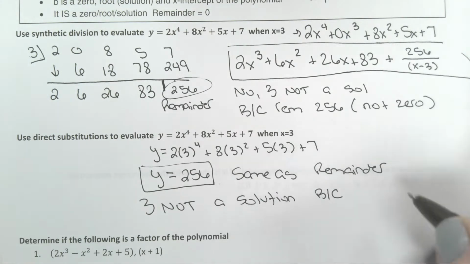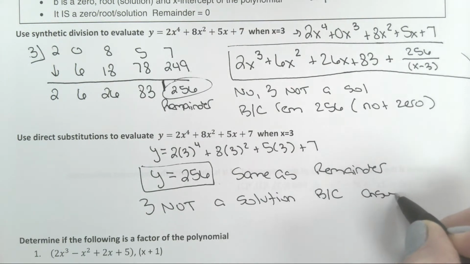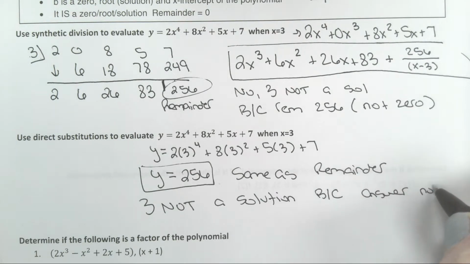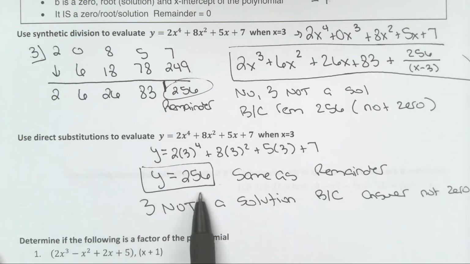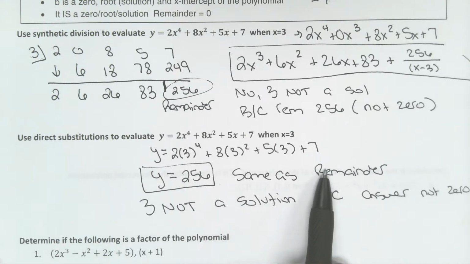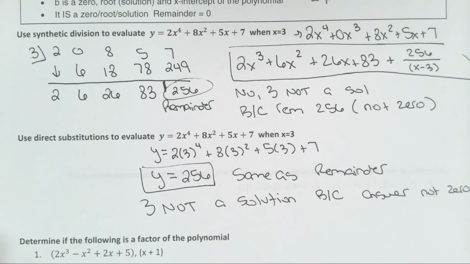because my answer is not 0. So just like above, it was only going to be a solution if my remainder is 0. And this method gets the same number as the remainder, so this can be a super fast way of doing it as well.